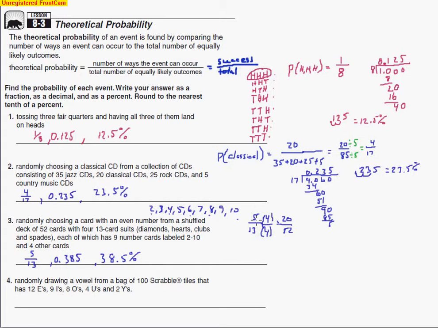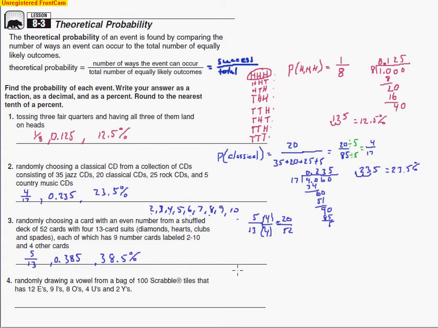But when I multiplied out to find the total number of even ones, it was 20 over 52, and I was able to reduce it again because I had that common factor of 4. Well, randomly drawing a vowel from a bag of 100 Scrabble tiles that has 12 E's, 9 I's, 8 O's, 4 U's, and 2 Y's. Okay, they're counting Y as a vowel here.